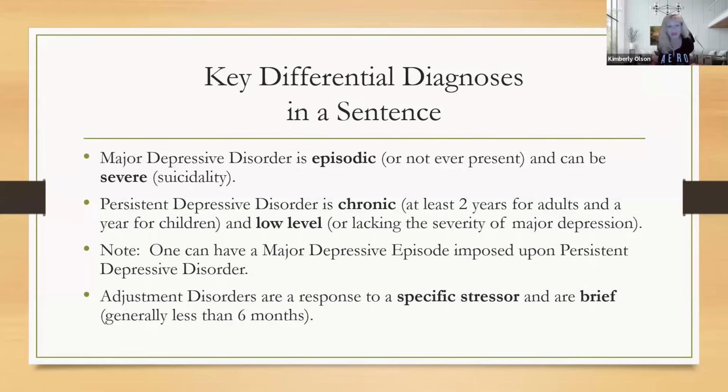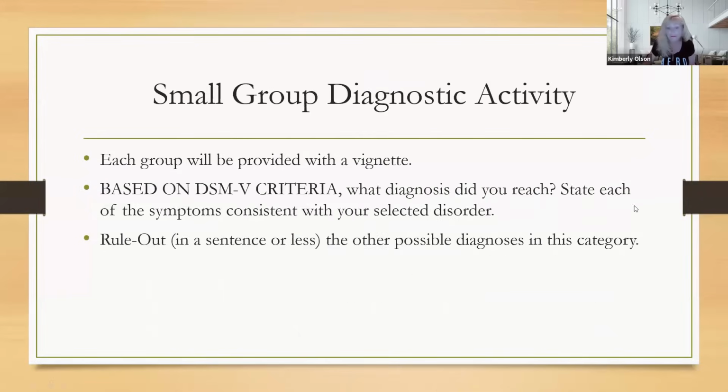Okay. So both of these things can exist at the same time, or what we would call a major depressive episode imposed upon persistent depressive disorder. With an adjustment disorder, remember to look for a specific stressor within 3 months, and it's brief. Generally less than 6 months. Again, arguably, I would say if you're looking at past 6 months, you might be looking at something else, or you might need to use a chronic specifier.